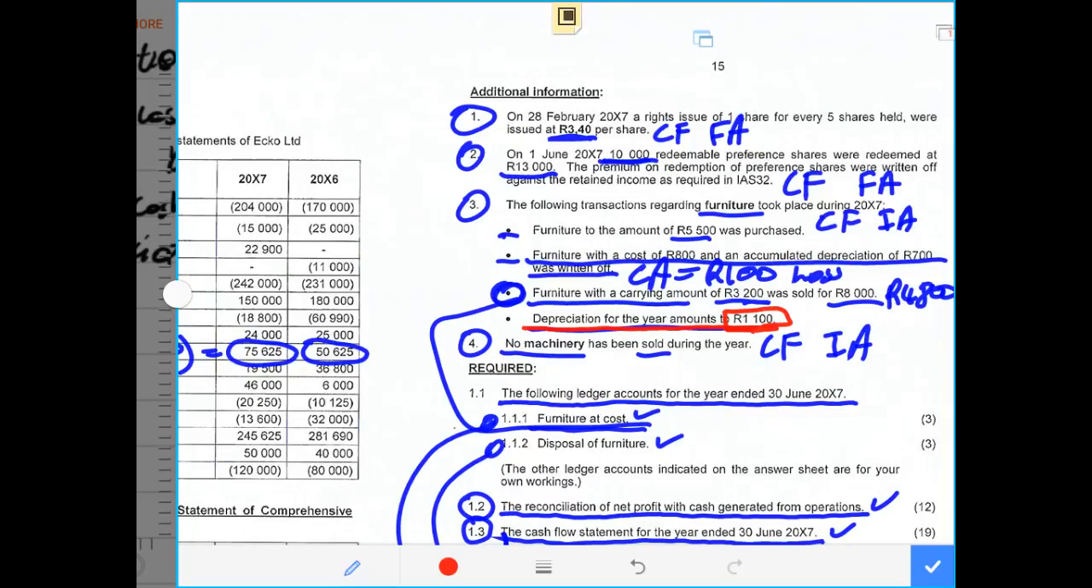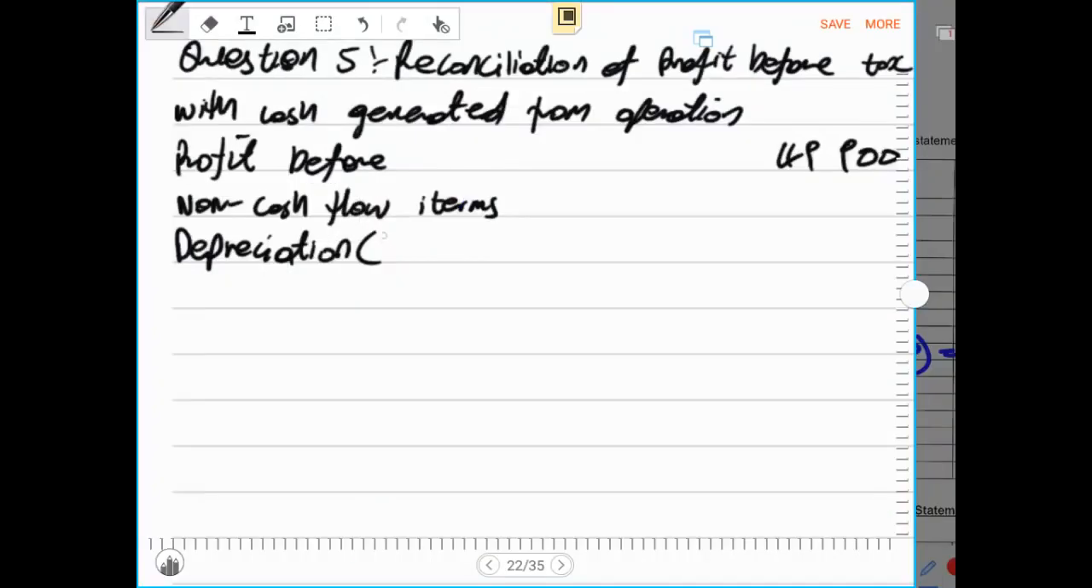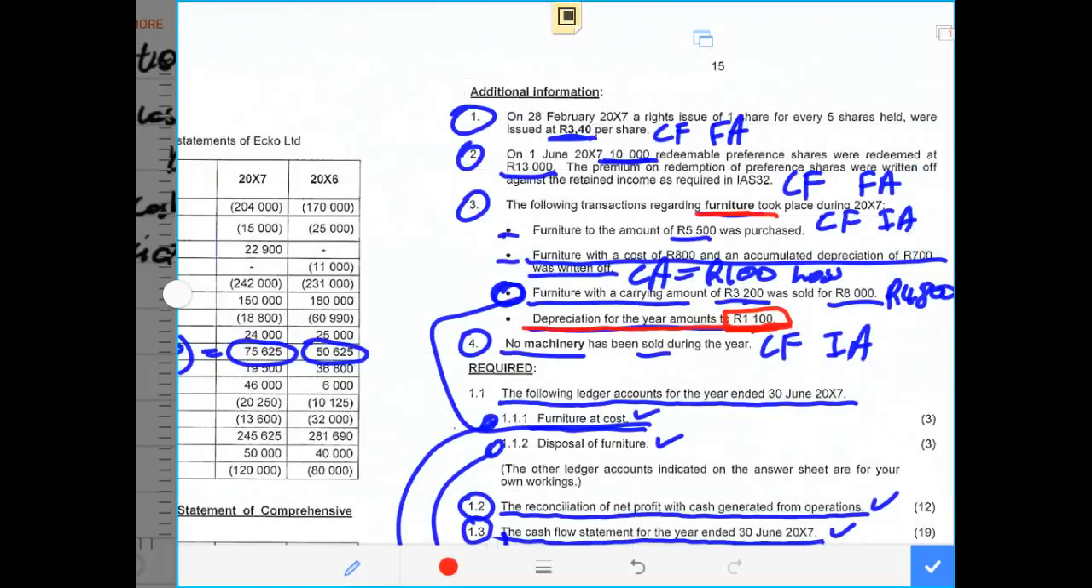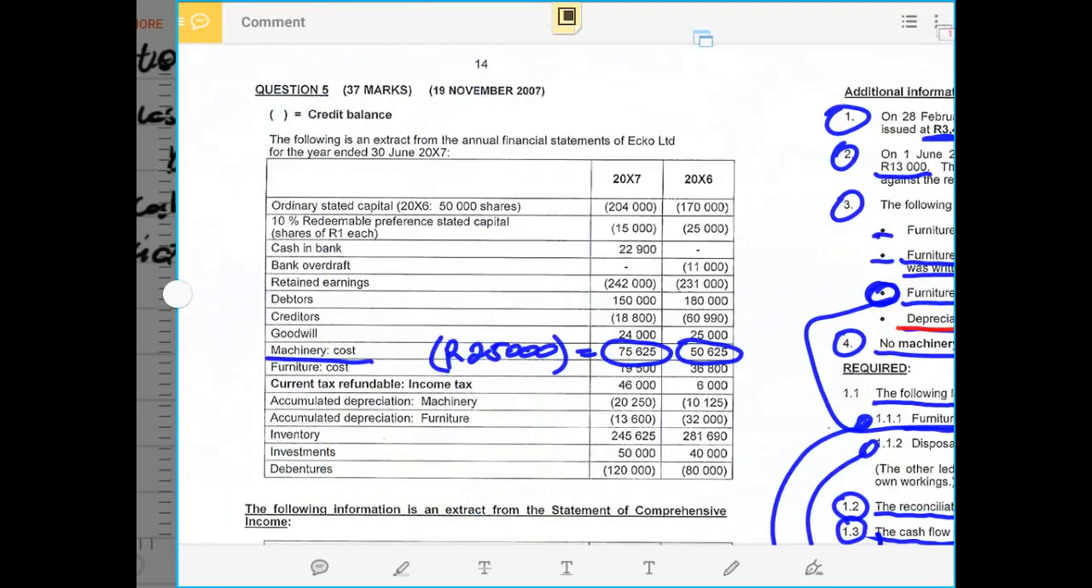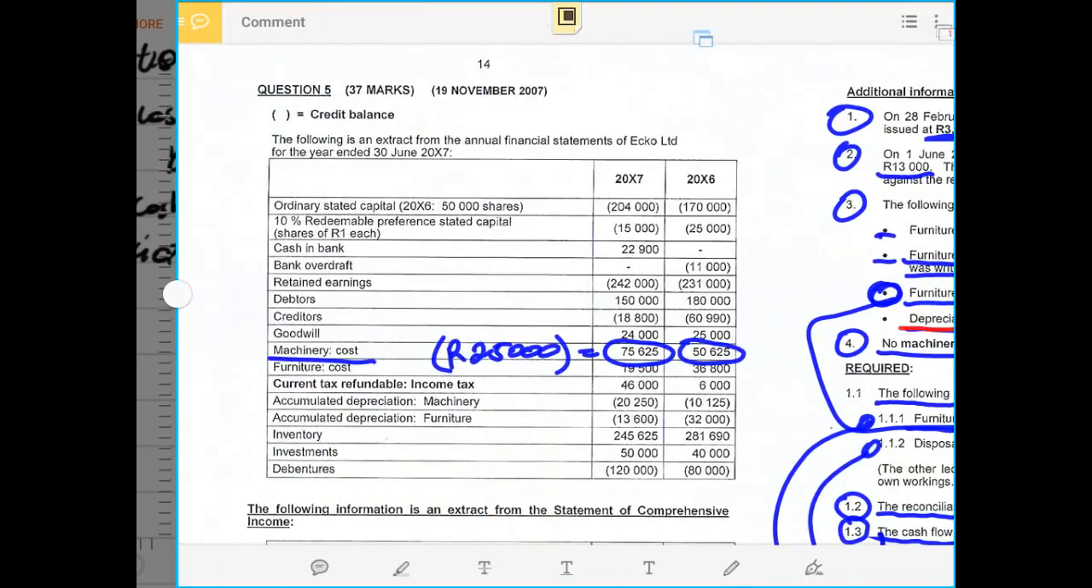Remember, additional information number 3 was for furniture. So now that means the 1,100 of depreciation is the depreciation only for the furniture. So now we still have to take into account depreciation for other assets. So now let us say depreciation will be 1,100, and we say plus we go and look for another asset which is a depreciable asset, and another asset which is a depreciable asset in this case will be machinery.